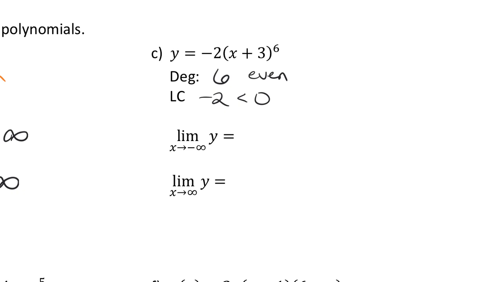The right side end behavior, since the leading coefficient is negative, would go to negative infinity, would approach negative infinity. And since this is even, the right side, left side end behavior has to be the same.